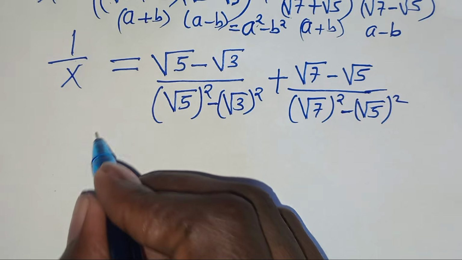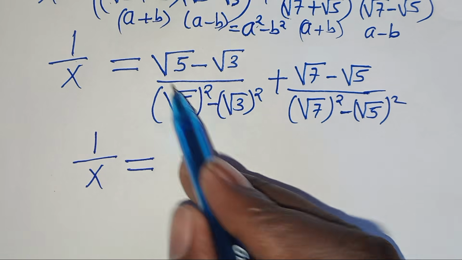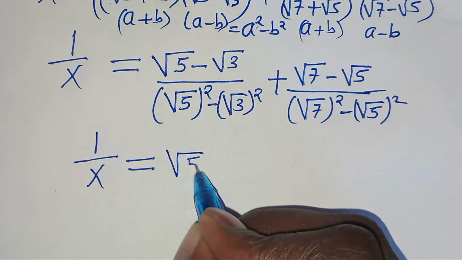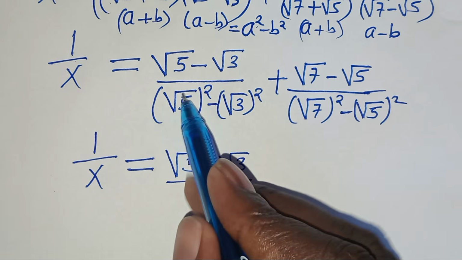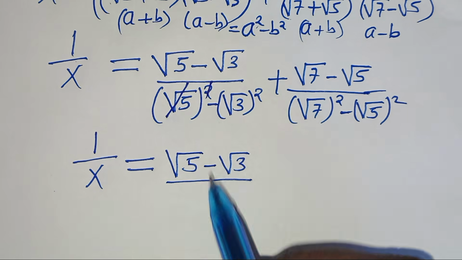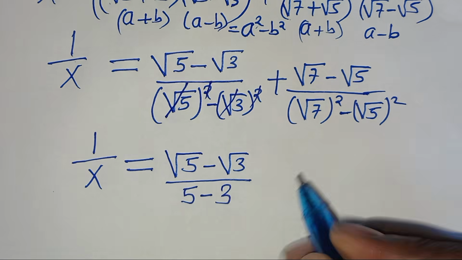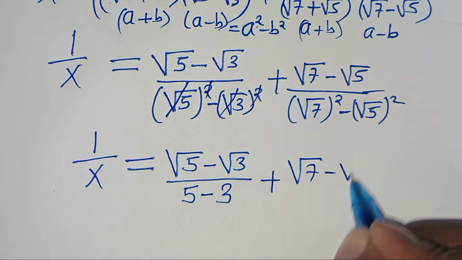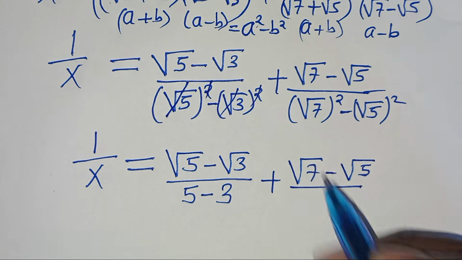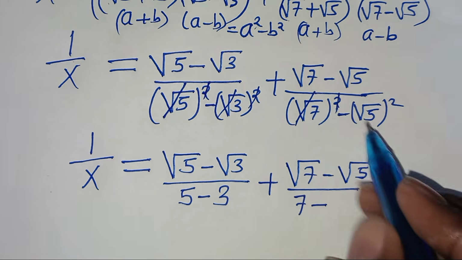Now we have 1 over x. This is equal to, now in the numerator here we have square root of 5 subtract square root of 3 divided by, let's eliminate the square root sign here. So this is 5 subtract 3, then plus square root of 7 minus square root of 5 divided by, let's eliminate the square root sign here. We have 7 minus 5.